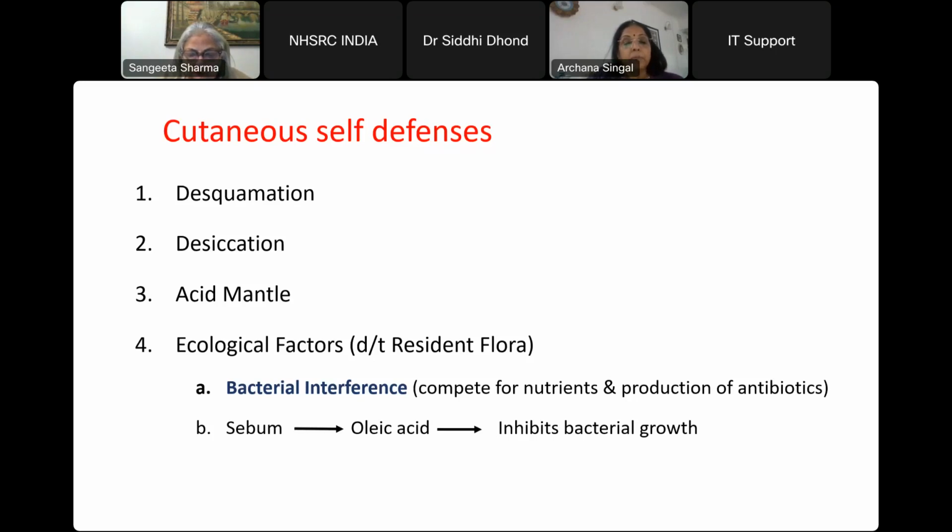Secondly, sebum. I showed you that the face, the upper back and the chest are the areas known as seborrheic areas. So they produce sebum, which has oleic acid, which also inhibits bacterial growth. In a nutshell, in the last 3 to 4 slides, there is just one message: we have a normal bacterial flora on our body, which helps us in not getting infection by the pathogenic bacteria, right? Next slide.